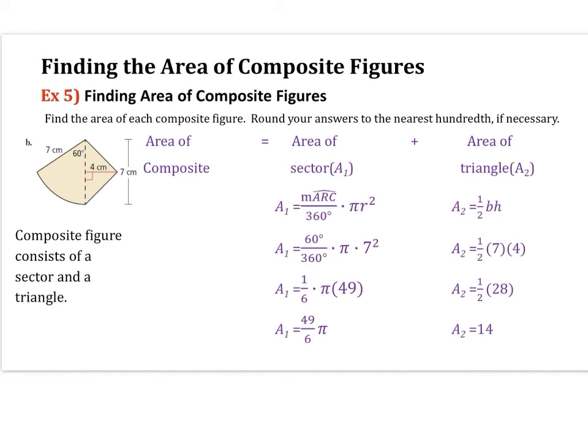And then area of a triangle is half the base times the height, our base is 7. And then our height is 4. That comes out to be a product of 28, so half of 28 is 14. Then you want to add those two regions together. Type that in your calculator, and the grand total for the composite area is about 39.656 square centimeters.